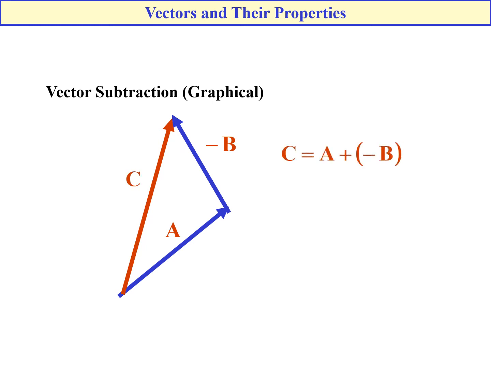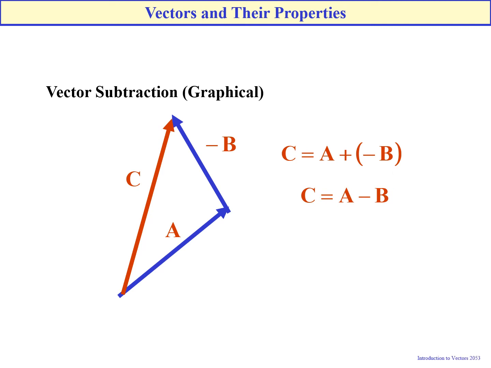Now, as long as you keep B negative, I can put A at the end of negative B or negative B at the end of A and still get the same direction and same magnitude. So as long as we put the negative with the B, this is going to be commutative as well. Negative B plus A will be the same as A plus a negative B.